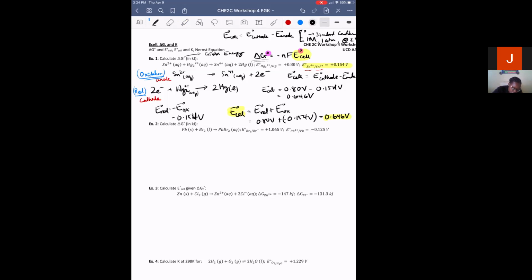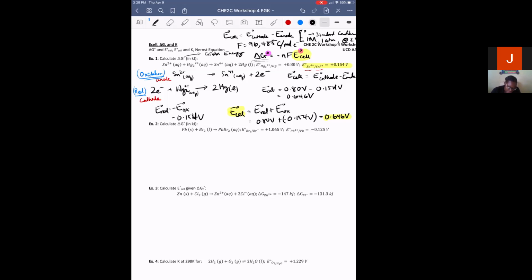So the value for F, or Faraday's constant, is what? If you can type it in the text box or shout it out, it's equal to, anyone? Yeah, there we go. 96,485. And the units of that is Coulomb per mole of electron. We'll talk about units in a minute. We'll ignore the units for right now.